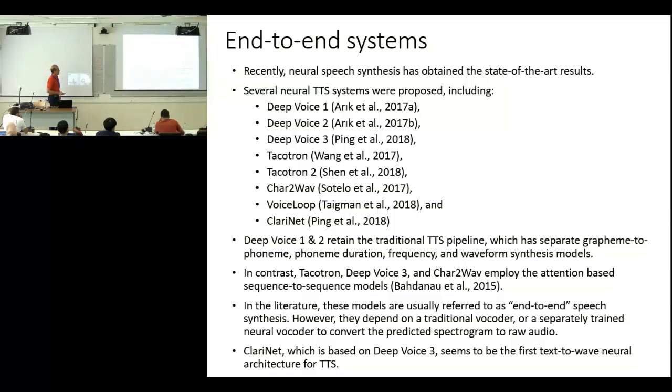Deep Voice 1 and 2 retain the traditional TTS pipeline, which has separate grapheme-to-phoneme, phoneme duration, frequency, and waveform synthesis models. In contrast, Tacotron, Deep Voice 3, and Char2Wav employ attention-based sequence-to-sequence models. In the literature, these models are usually referred to as end-to-end speech synthesis. However, they depend on a traditional vocoder or a separately trained neural vocoder to convert the predicted spectrogram to raw audio. ClariNet, which is based on Deep Voice 3, seems to be the first text-to-wave neural architecture for TTS.